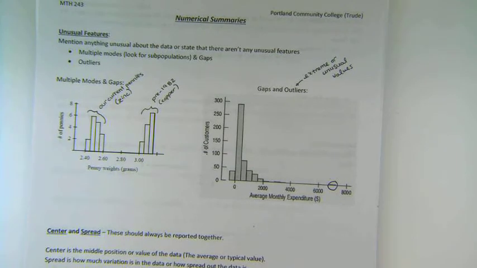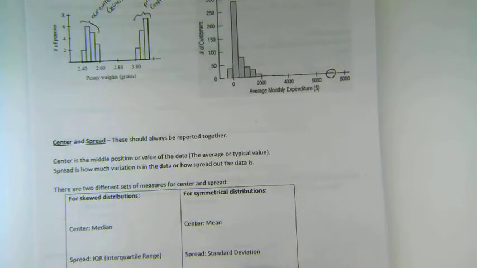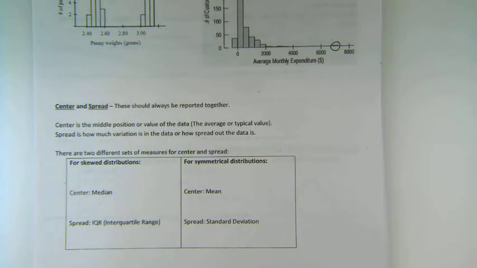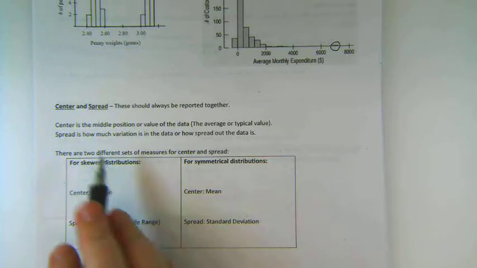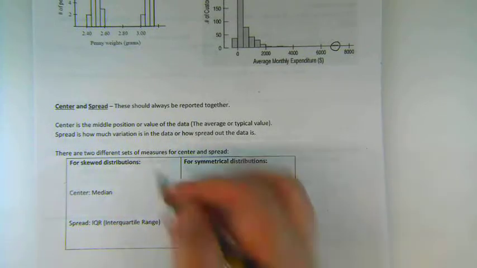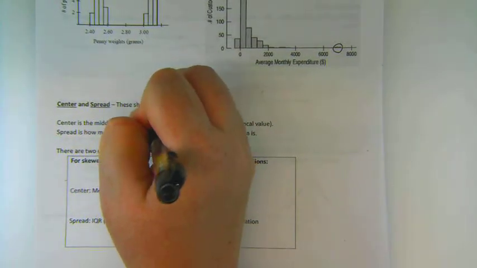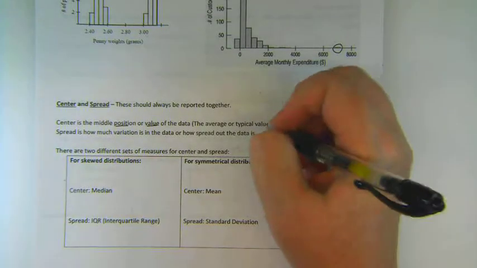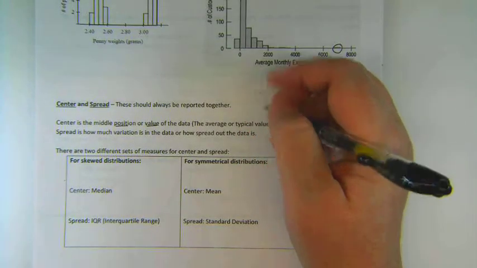Now what we want to get into is how do we describe the center and spread for our data? We make our histogram and graph it. How do we describe the middle and how it spreads away from the middle? So center's the middle position or value. We're going to talk about the difference between kind of those two wordings there. It's the average or the typical value.